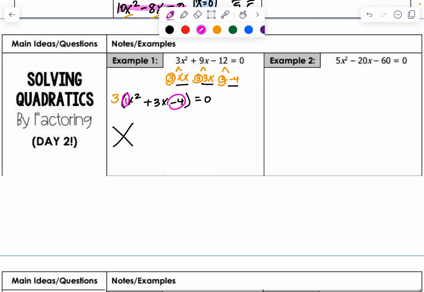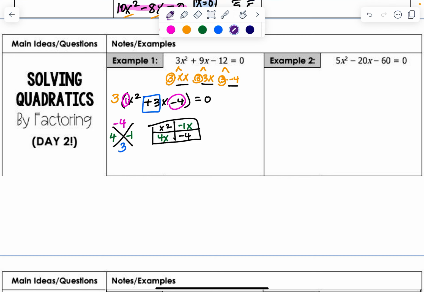1x squared times negative 4 is negative 4. The 2 numbers are going to need to add up to 3. So I'm looking for 2 numbers that multiply to give me negative 4, but add up to give me 3. That's going to be 4 and 1. One of them's negative. 4 minus 1 is 3. Put it into the box. We've got x squared, negative 1x, 4x from the x, and negative 4.